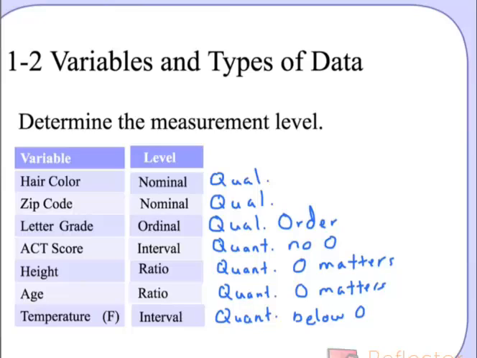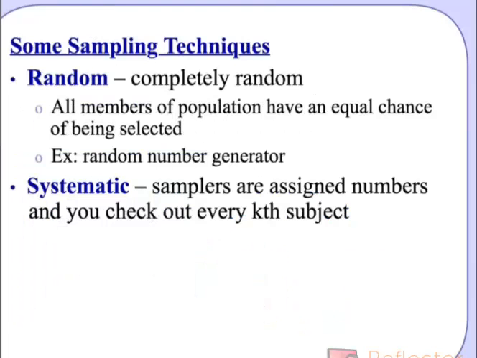So notice how I've marked these, and maybe that will help you with looking and deciding what level of measurement they are when you're going through and trying to decide, is this a nominal or is this an ordinal? Is it interval? Is it ratio? Things of that nature.